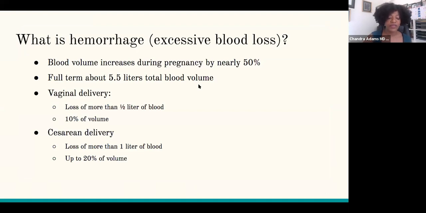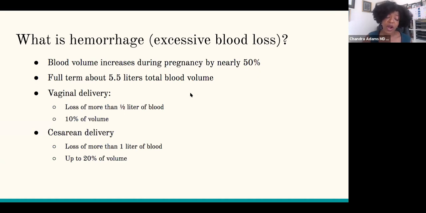So just a brief definition of what excessive blood loss is. First of all, the body is very wise. It gets ready for delivery by increasing the mom's blood volume during pregnancy by about 50%. By medical definition, a hemorrhage or excessive blood loss is called when, in a vaginal delivery, the mom loses about half a liter of blood. That's about 10% of her blood volume at that time. In a C-section, it's not called a hemorrhage until she loses about 20% of her blood volume. So we expect women to lose more blood already in a cesarean delivery.